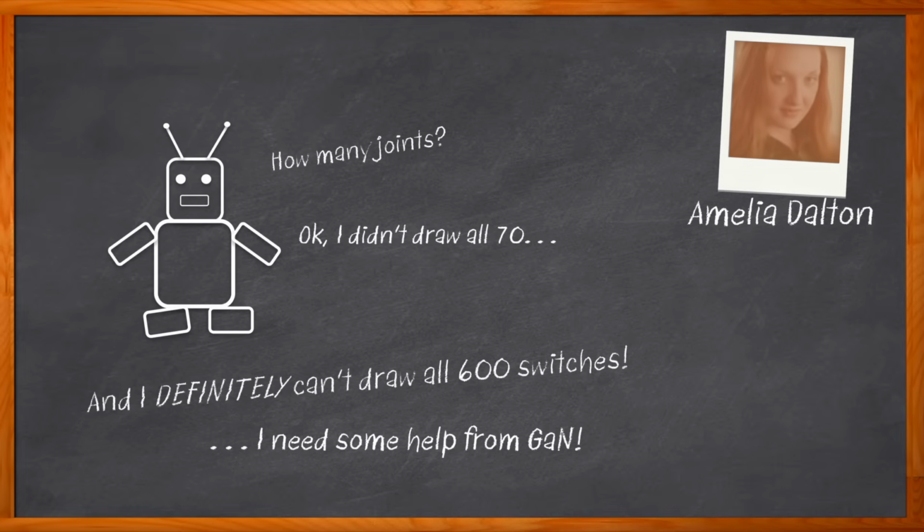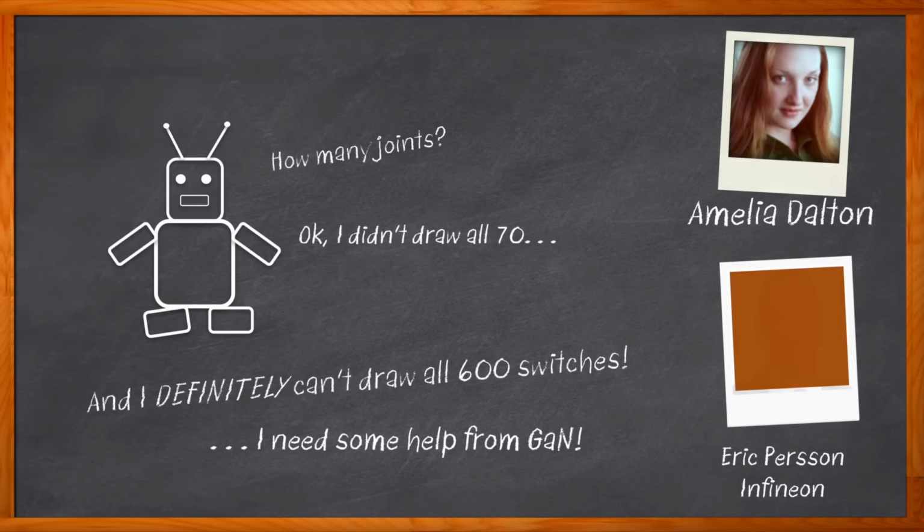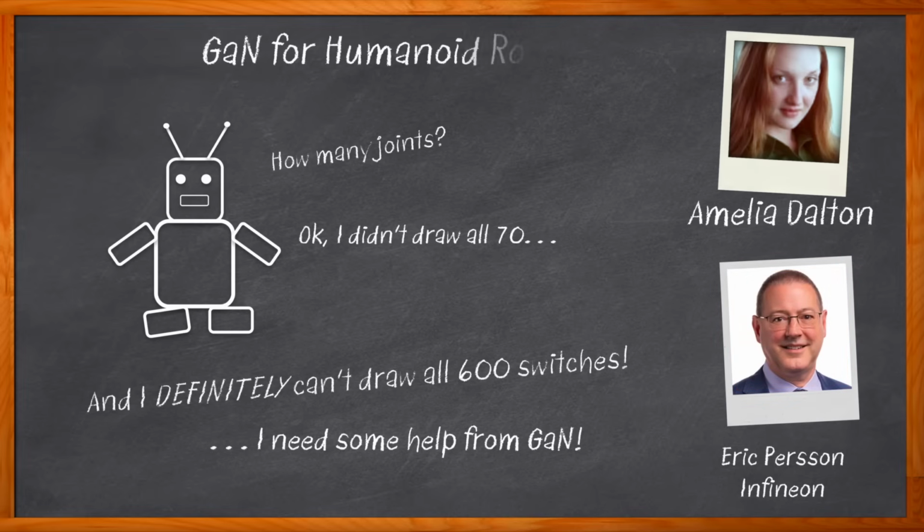Hi, I'm Amelia Dalton, host of Chalk Talk. In this episode of Chalk Talk, Eric Persson from Infineon and I explore why power is a key driver for efficient and reliable robotic movements, and how GaN technologies can help motor control solutions be more compact, integrated, and efficient. We also investigate the role of field-oriented control in humanoid robotic applications, and why the choice of GaN power transistors can make all the difference in your next humanoid robotic project.